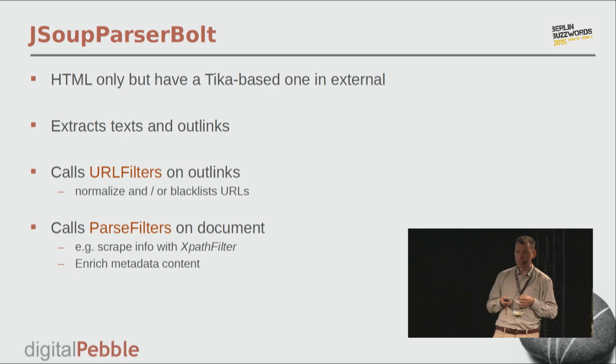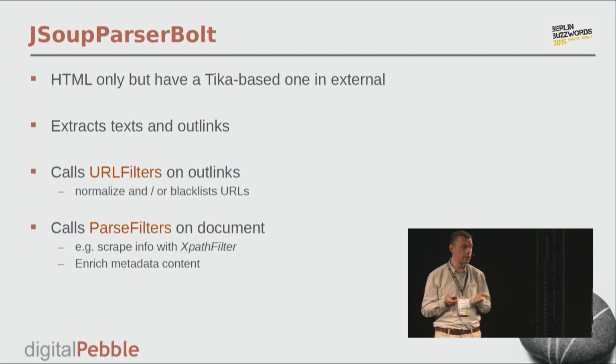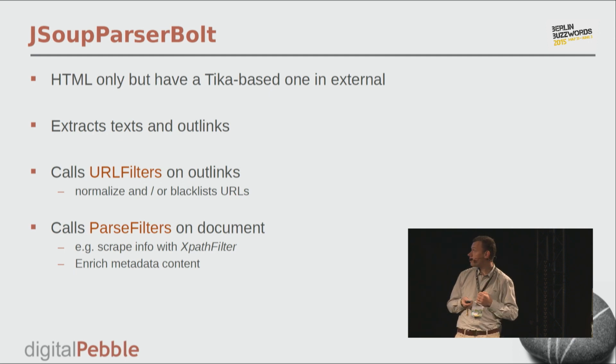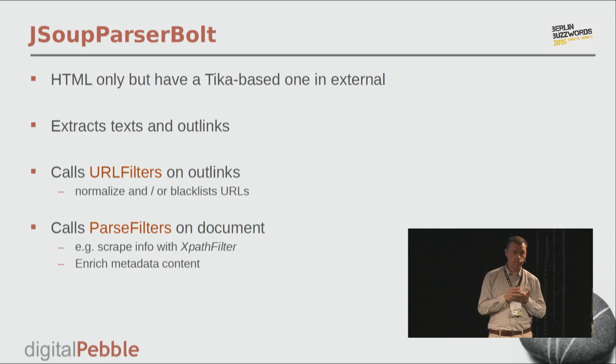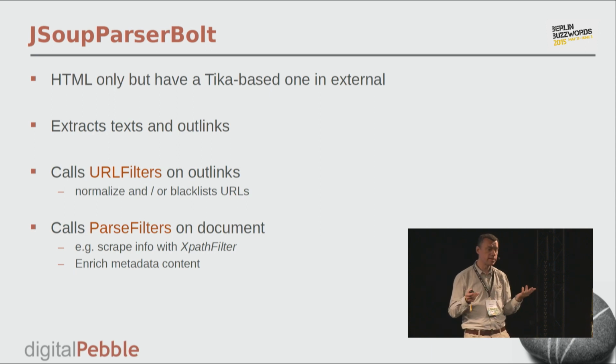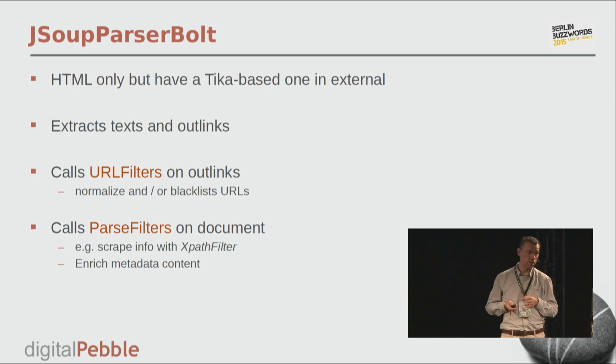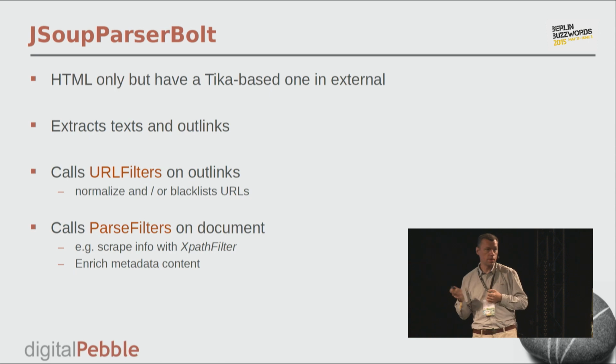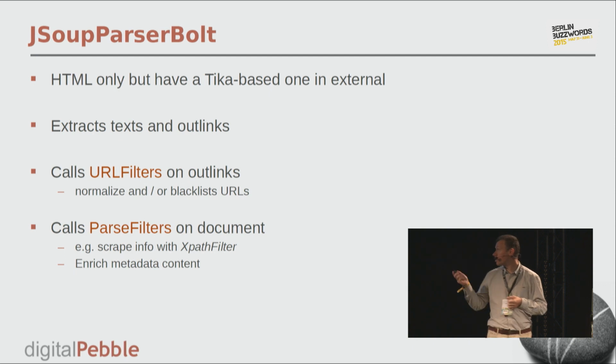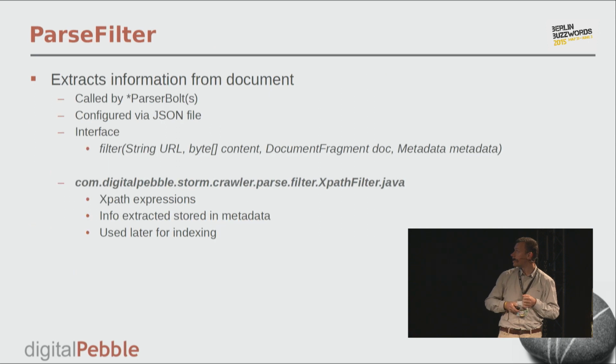This parsable extracts the text from the documents and also the outlinks and various metadata from the web page. But it does two things. It calls the URL filters, which are pluggable classes that allow you to normalize or filter outlinks. That's basically how you control the expansion of your crawl. And also parse filters, which are, again, pluggable classes, where you can, for instance, extract metadata with XPath or do whatever you want in terms of scraping. These are the most commonly used things, and all of that happens within the JSOUP parser.